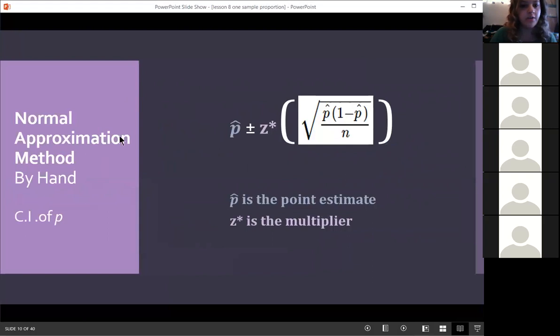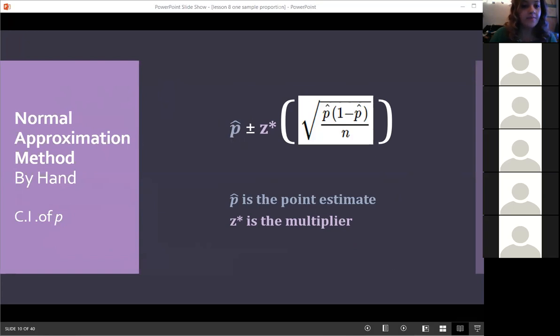So if we were to do our normal approximation method by hand, it's basically showing us the confidence interval of our proportion, which is what we're trying to decide here. So this is just our normal equation. See here we're using p hat as our sample proportion in all of these parts.